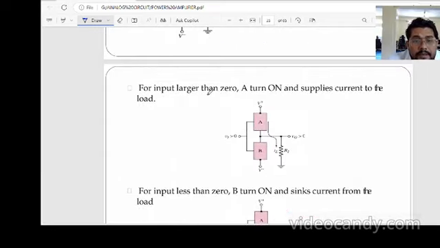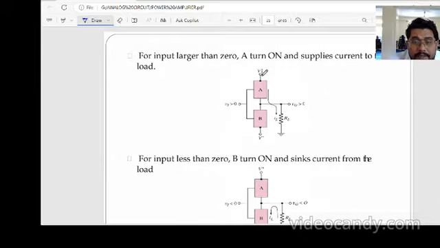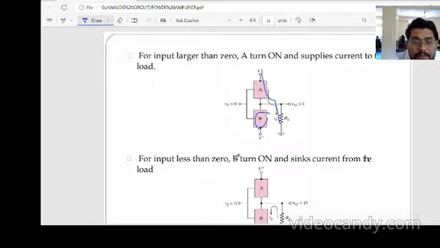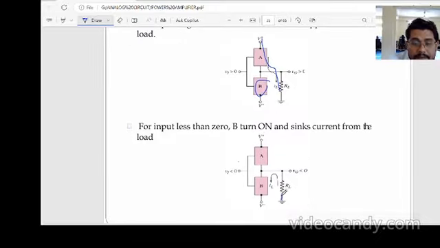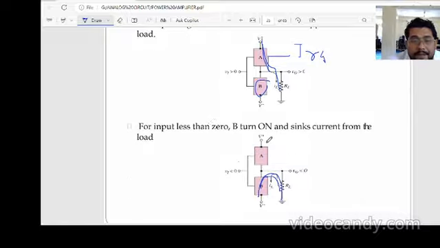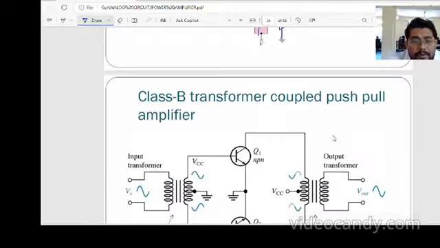For input larger than 0, one transistor turns on and supplies current through here. When input is larger, current goes through here. One time this must be off and next time this must be on. If the input is less than 0, then this transistor is on and its current comes from here. In the positive half cycle, current flows through one transistor only. For the other half, this transistor is on and sink current is also from here.